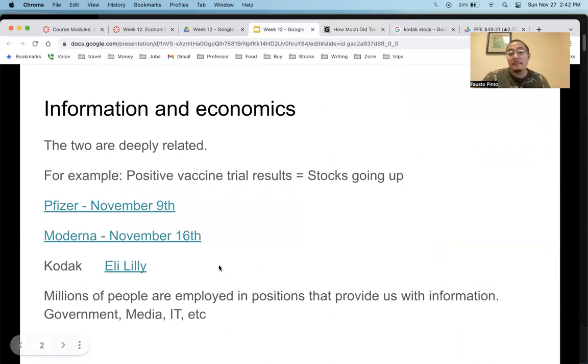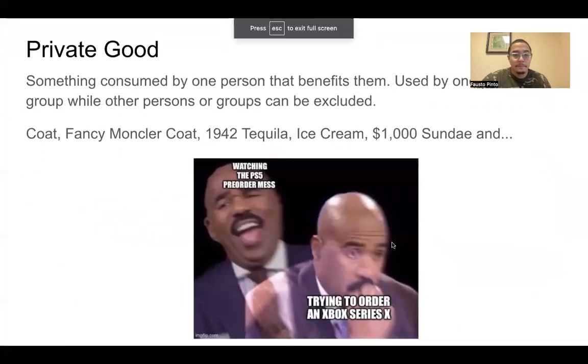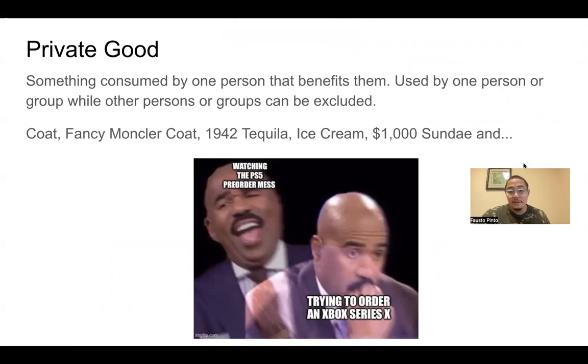Millions of people are employed in positions that provide us with information. Think about the government, the media, IT. When we need information, we need a birth certificate, we need our vaccine records, we need a new driver's license. So many people are involved in the economics of information. So now we're going to go into some terms here about information that relate to economics and information.